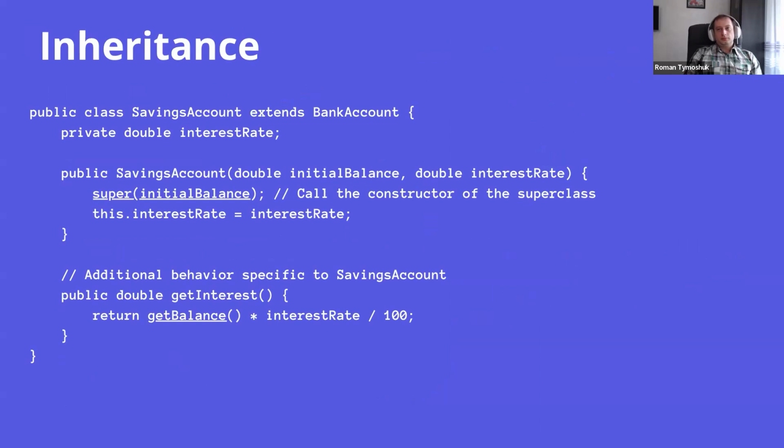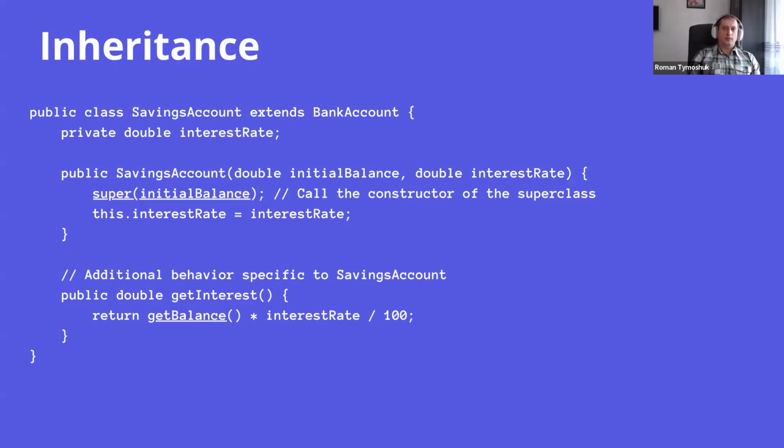Inheritance. We have SavingsAccount extends BankAccount. Well, it's a specific type of account. Might be credit, debit, but here we are describing the savings account. Of course, it has the same characteristics as a bank account. So it may have the balance, it may have the possibility to withdraw the money. But when we are talking about savings accounts, we put our money based on some kind of interest rate. So this is an example of how we are extending the logic of the base bank account.